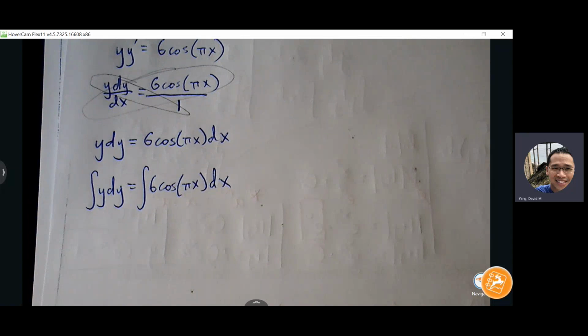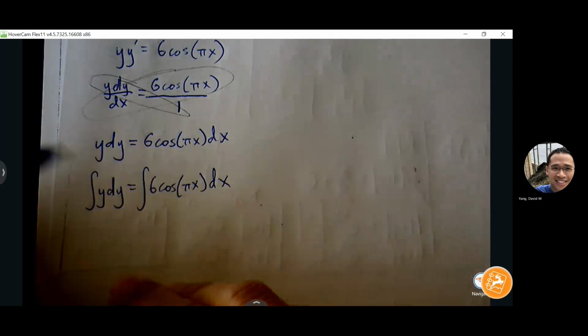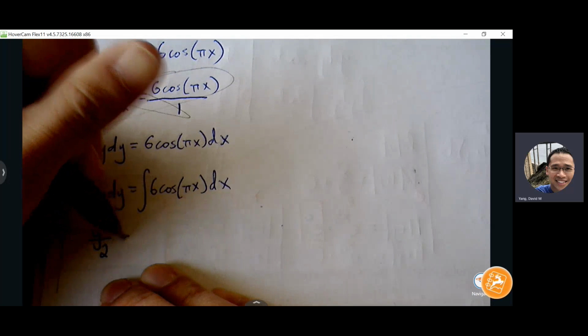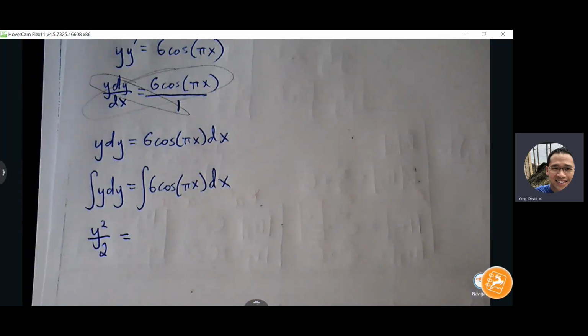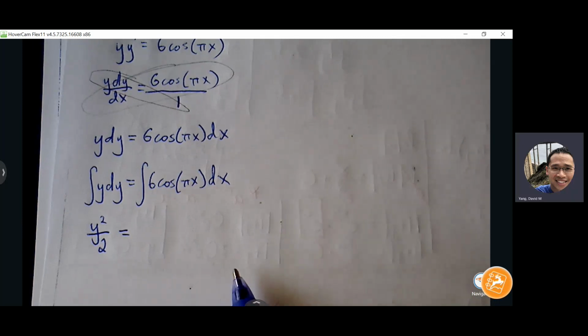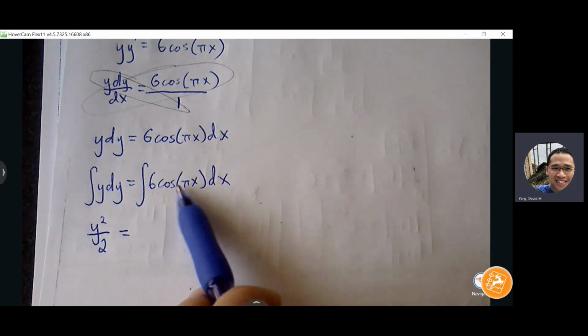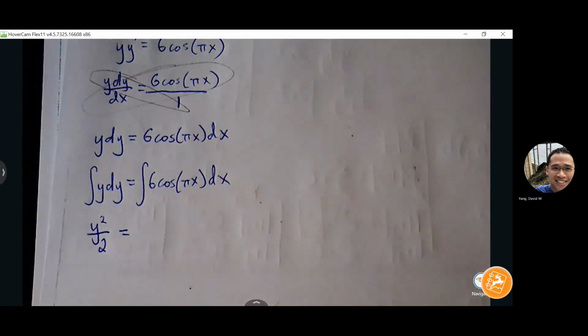Left side, what rule can we apply? Power rule, right? So y becomes y squared over 2. Technically, there's a plus c, but we know we can just save that plus c for the right side since we're going to group all the plus c's together. Now, the right side is going to require what? Yeah, got to be a little bit of u substitution. Okay, u substitution.